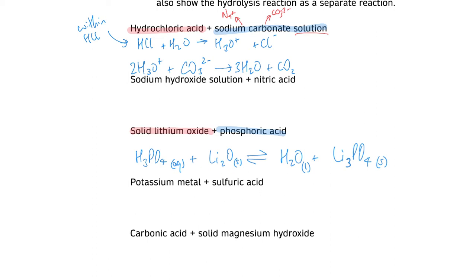Let's change this up and just move on. So for weak acids, don't do a hydrolysis equation for them. Treat them as an individual thing, all right? Let's do this last one, potassium metal and sulfuric acid.